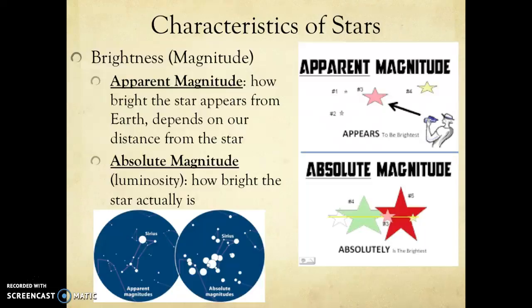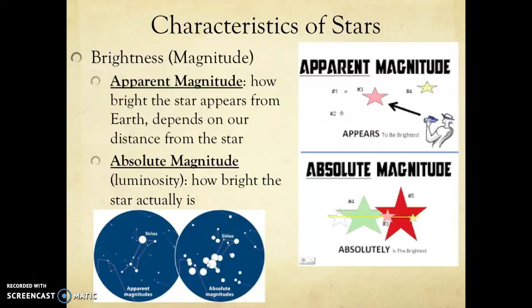Apparent is how bright it appears to be. Now, stars that are closer to us will typically appear to be brighter than ones that are further away, even though they might actually not be brighter. They just appear to be. So apparent brightness is how it appears to be to us, and it depends on distance. Absolute magnitude, which is also called luminosity, is how bright that star actually is.